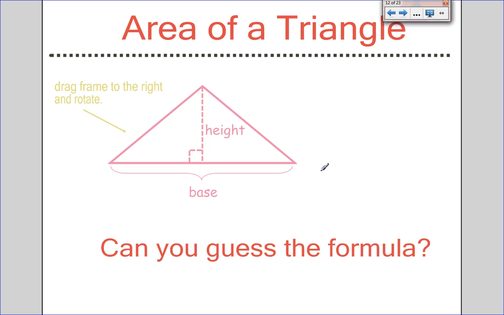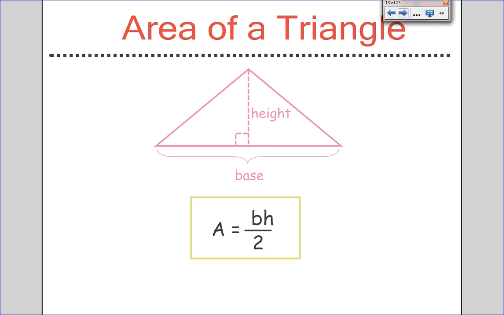All right, so now that we've looked at the area of a parallelogram, let's look at the area of a triangle. The area of a triangle is represented by the base times the height, which is also a 90-degree distance, also called the altitude, divided by 2. It's half the area of a parallelogram, basically.